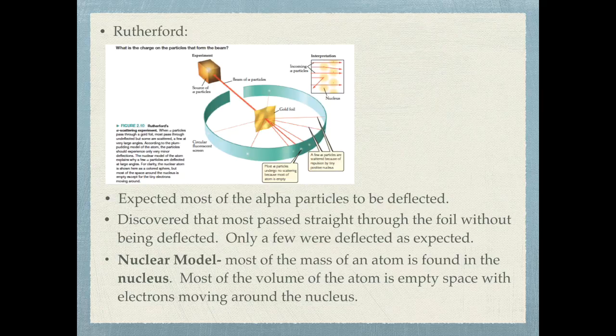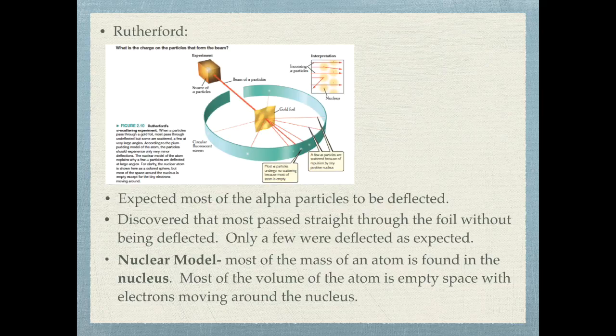And so Rutherford actually came up with a nuclear model in which he stated that most of the mass of an atom is actually found in a centralized place, which he called the nucleus. And in addition to this, he noted that most of the volume of the atom is actually empty space with electrons moving through.